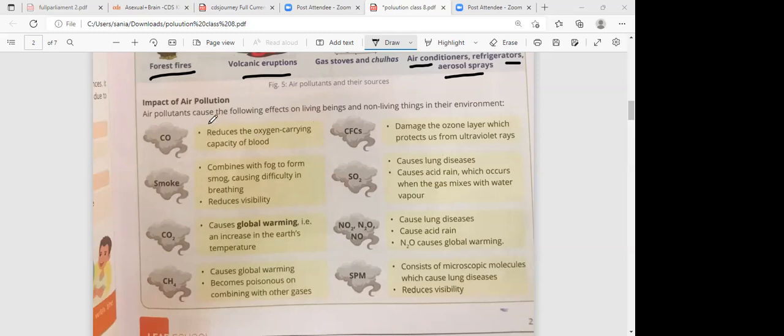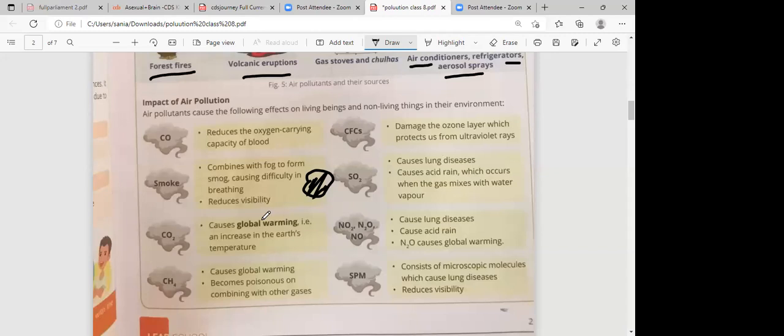These are basically the causes of air pollutants. CO is an air pollutant. What CO does is reduce the oxygen carrying capacity of the blood. Then smoke: it combines with fog to form smog, causing difficulty in breathing and reducing visibility. When there is fog, fog is natural, but smog is caused when the air is polluted. Clear?